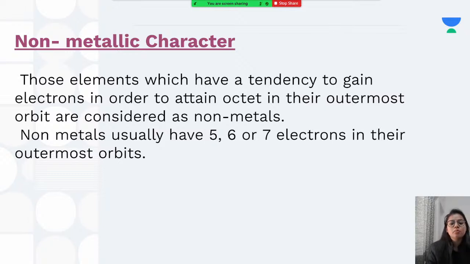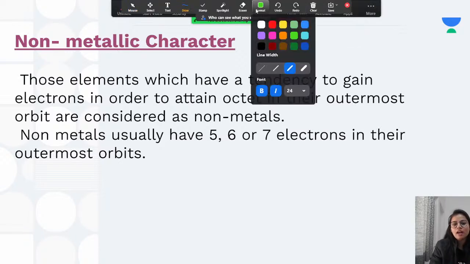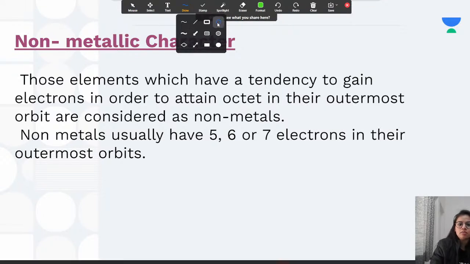Next is the non-metallic character. As in metallic character, we saw that the elements which readily give their electrons possess metallic character. Now in the non-metallic character, the difference is that the elements which gain electrons to achieve a stable octet configuration in their outermost shell are the non-metals. So generally they have 5, 6 or 7 electrons in their outermost orbits. Now why does this happen and what is the theory behind it? Let me explain it to you.